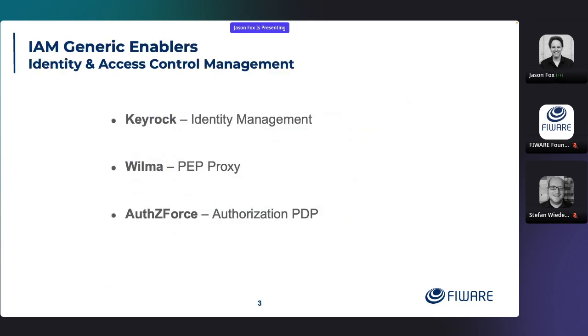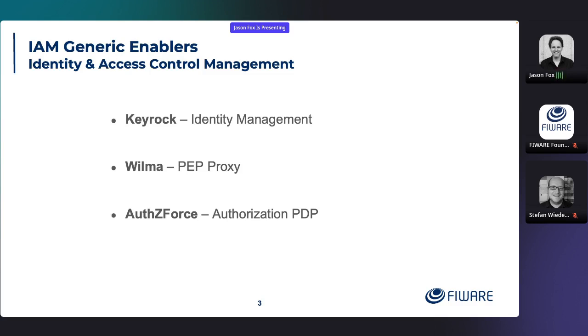So for the system, which I'm going to show off in a second, we're going to be dealing with KeyRock, Wilma, and AuthZForce. KeyRock is an identity manager. It explains who people are and what they are allowed to do. Wilma is a PEP, a policy enforcement point, which basically says either you're allowed in, permit, or deny. And AuthZForce is a policy decision point, which makes the decisions based on what information you've got.